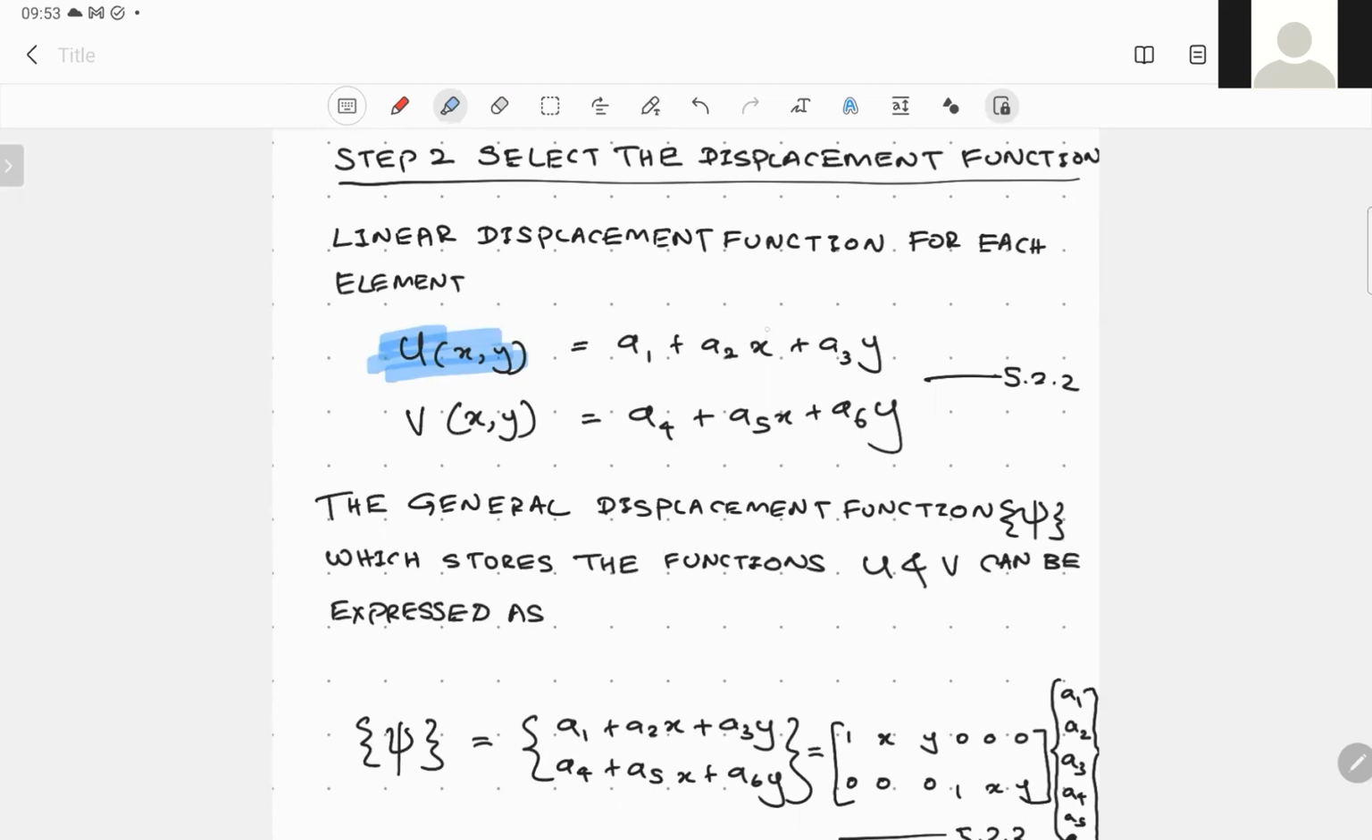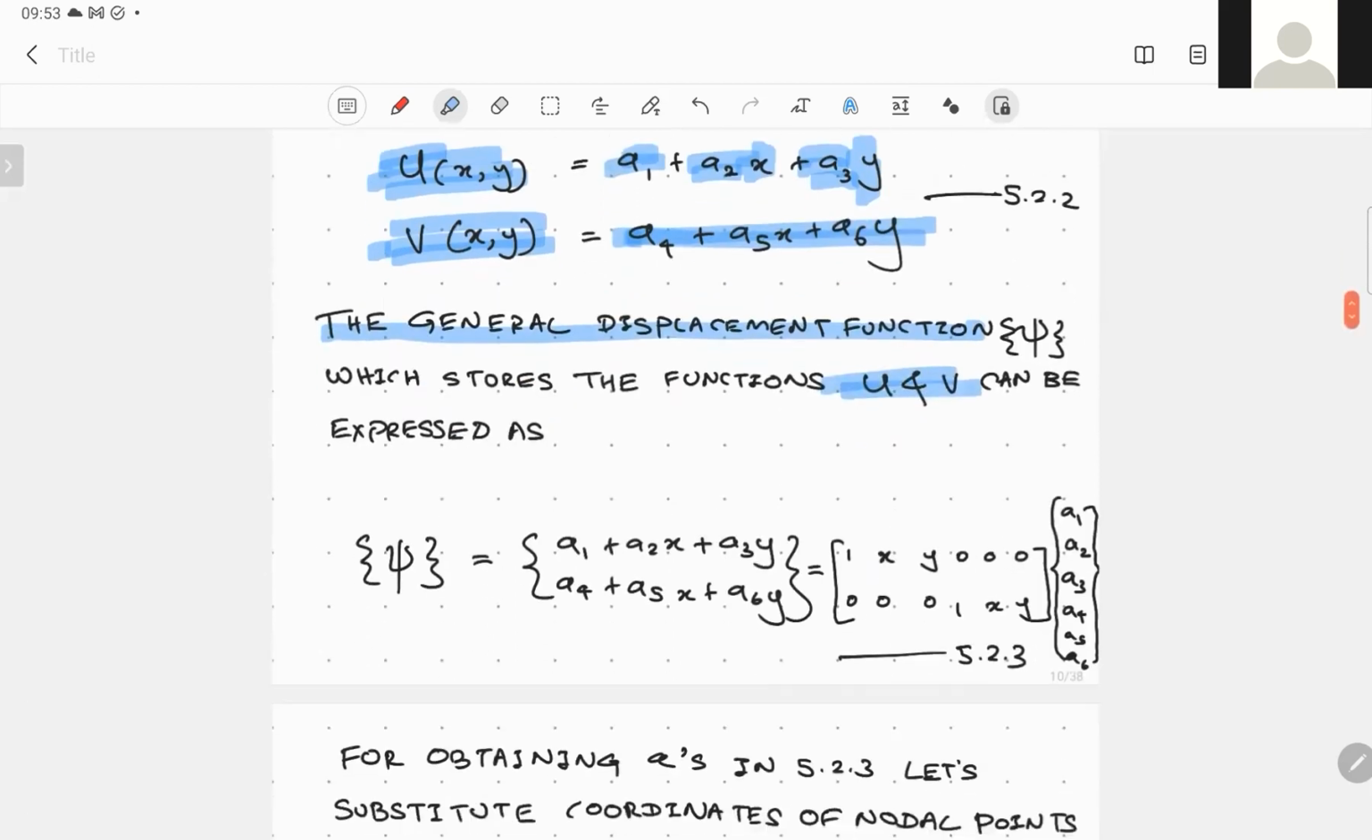Now we are talking about the 2D system. Of course, we have x and y coordinates, and we have certain exponents, and this equation defines a linear equation. Similarly, whatever the displacement in the v direction, the y direction, can also be characterized by using a linear function. So now we can write down the general displacement function using the displacement functions defined in the x direction and y direction.